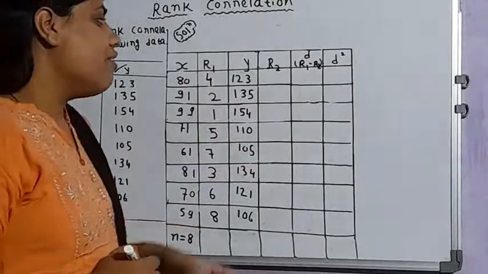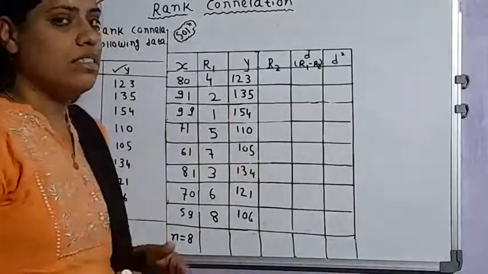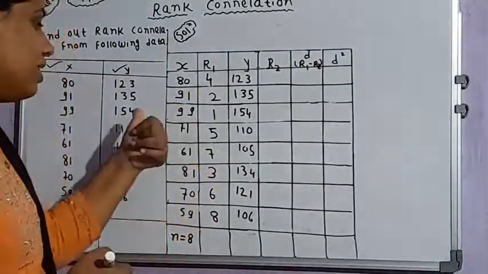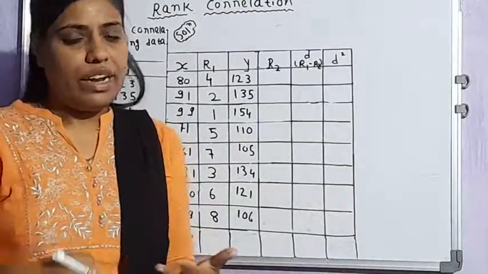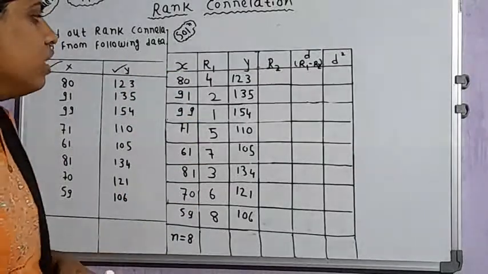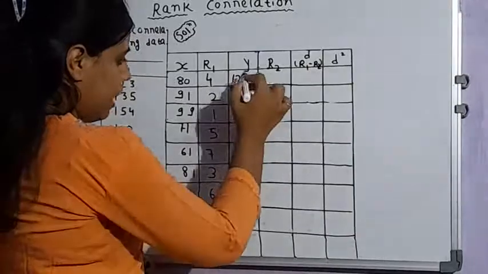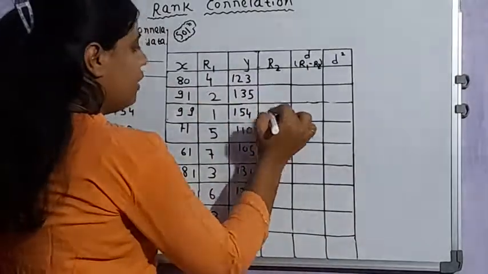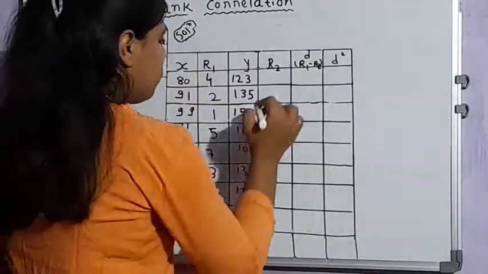We have to give rank to the different values under the Y series. In the same way as in X series, to the highest value we give first rank, and to the lowest value we give the last rank. So let's begin. What is the highest value in the Y series? Here you can see that 154 is the highest value in the Y series, so we are going to give it 1. After 154 we have 135, so it would be 2.